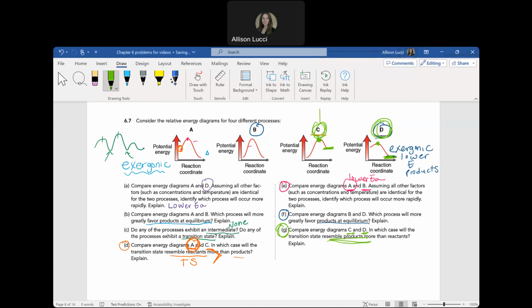So again, diagram C shows us, due to the Hammond postulate, that the transition state would more closely resemble products because they are closer in energy. All right, so we'll pick up with practice problem 6.8 in our next video.